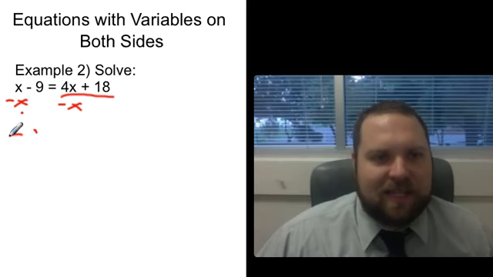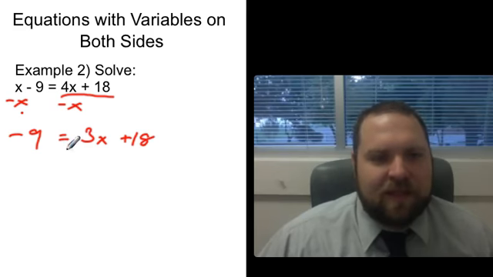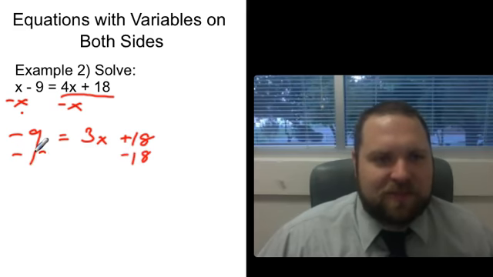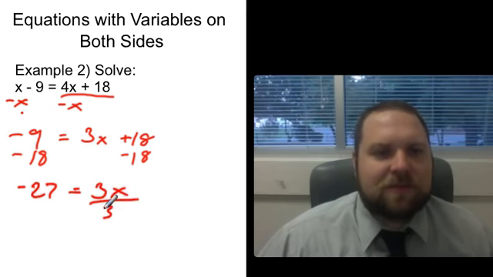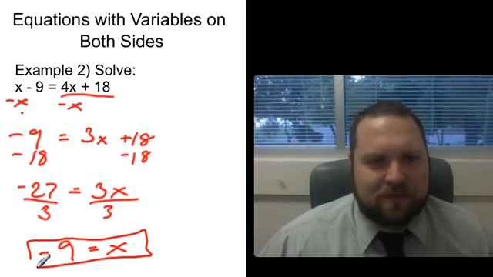This leaves me with a negative 9. Notice that negative sign stays with the 9 on one side. 4x minus x is 3x, and the 18 just comes along for the ride. Now I have my variables gathered to one side. They're only on one side of the equation, and I have a nice two-step equation I can deal with. So I get rid of the addition by subtracting 18 from both sides. Negative 27 is equal to 3x. I need to isolate my variable, so in order to do that, I'm going to divide by 3, and I find that my solution is x equals negative 9.